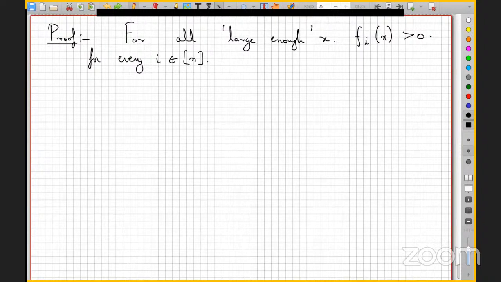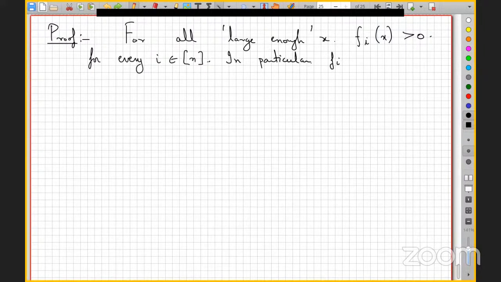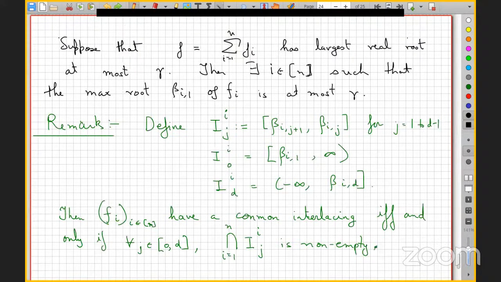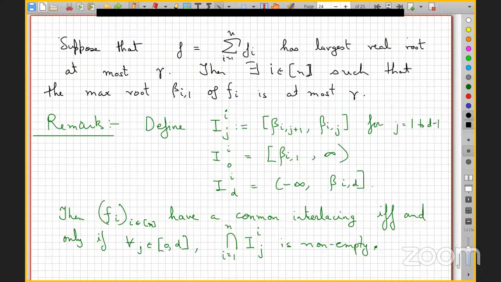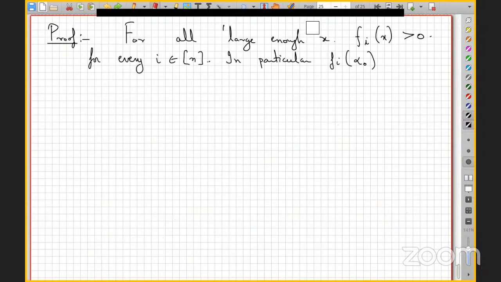Okay, so now let's see. So we know that, in particular, in fact, this f_i of alpha 0. Sorry, Piyush, you are proving what? I'm proving this result, assuming that they have a common interlacing. Oh, okay. This fact holds that if the sum has the largest root at most some value, then one of the f_i's has the largest root. Okay. So in particular, this f_i of gamma 0 is certainly non-positive, right?